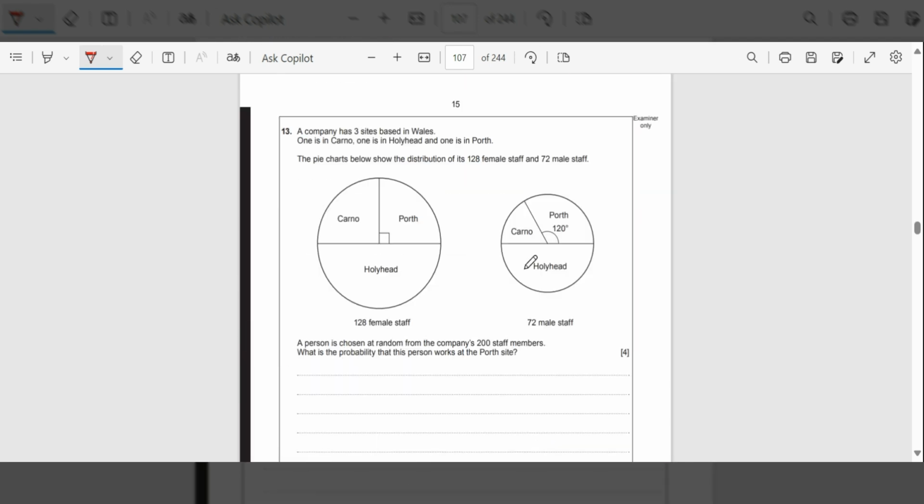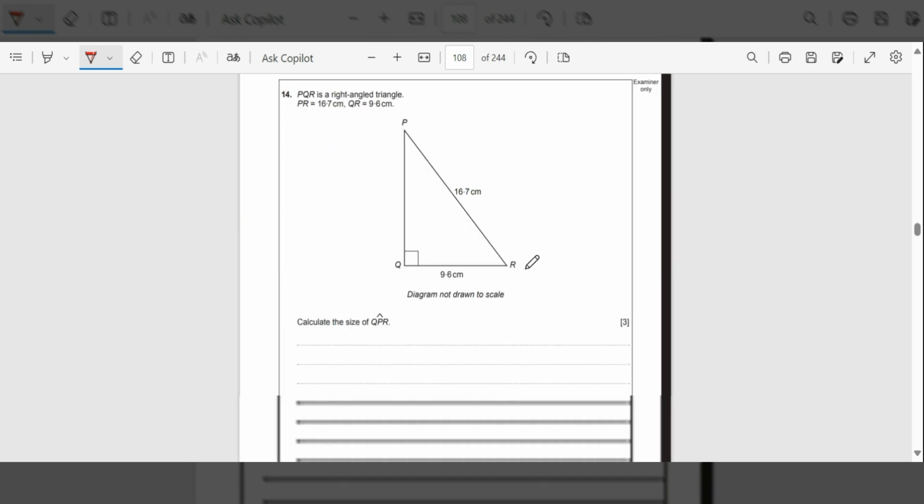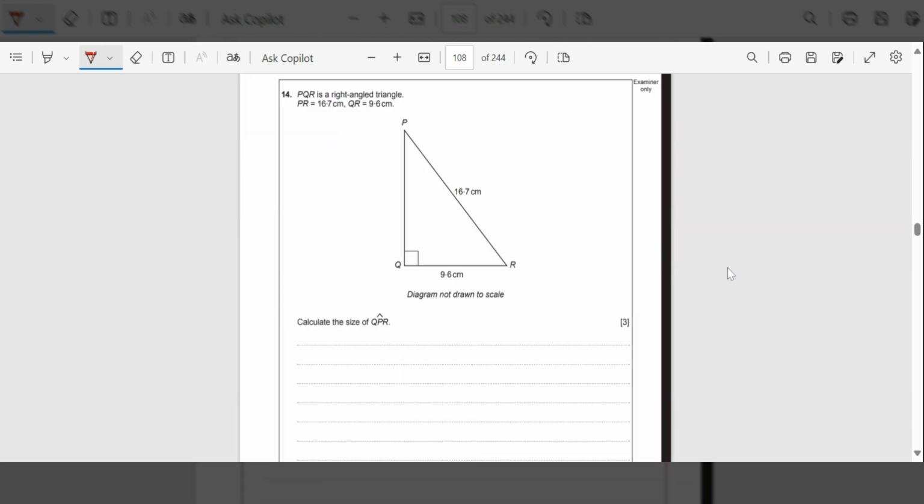Okay, we've done some pie charty stuff. All right, so a bit of trigonometry. Quite a nice paper, actually, this, as an example one. Calculate the size of QPR. Follow it. Start at Q, go up to P, and down to R. So Q up to P and down to R. So that is the angle we want.